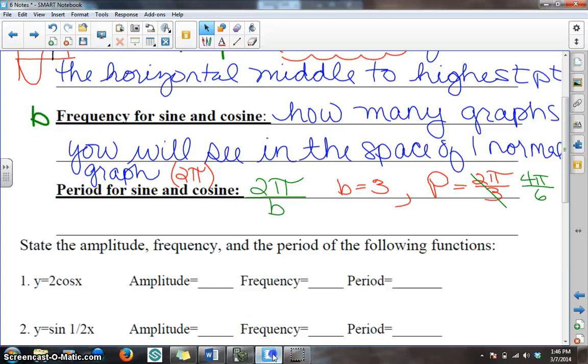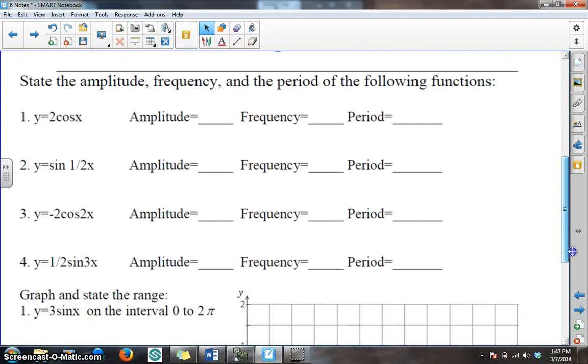Is everybody still good? Okay, now the biggest issue with amplitude, frequency, and period is the amplitude and showing it up as a negative. So I'm going to go ahead and do this first one, then you're going to do the next 3. This is the type of stuff you're going to see in the book tonight. I told you it's not graphing. It's just knowledge based on what I taught you today.